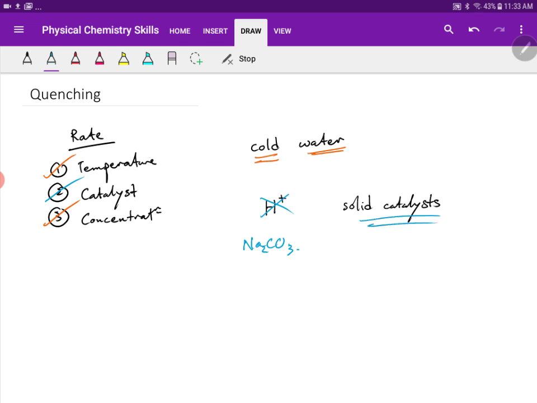For solid catalysts, we can do something very simple by filtering off our reactants or just decanting them away so that they do not have a catalyst to speed up the reaction, so the reaction will slow down. So whenever we talk about this idea of quenching, it's always important for us to know how exactly we are quenching the solution to slow down the rate of reaction and eventually stop it.